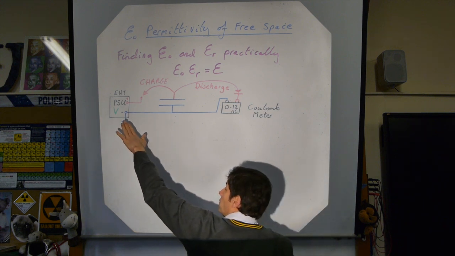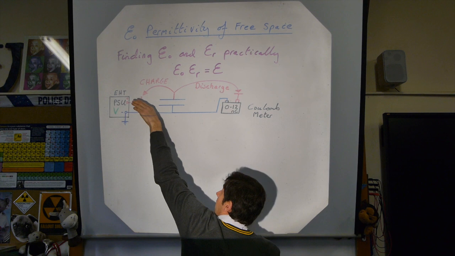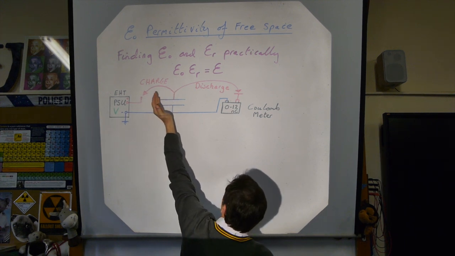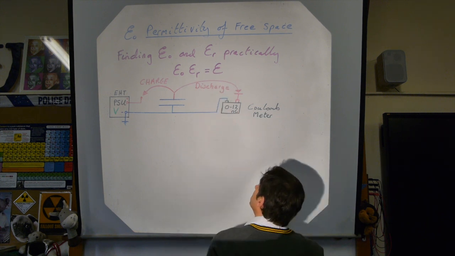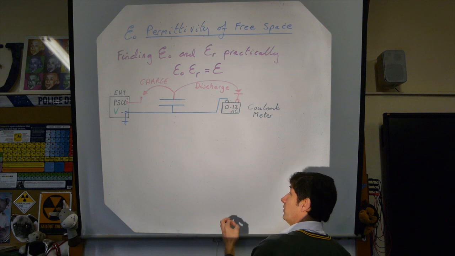So we select a voltage on our power supply, 1000 volts, connect the capacitor to it, and then disconnect. So that capacitor has now got 1000 volts across it, and then touch it onto a Coulomb meter, and we can write down how much charge has been stored for that voltage.